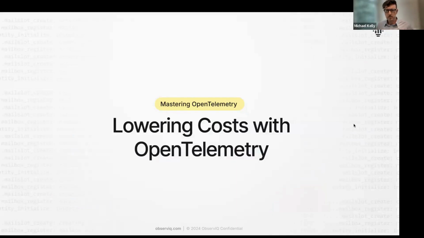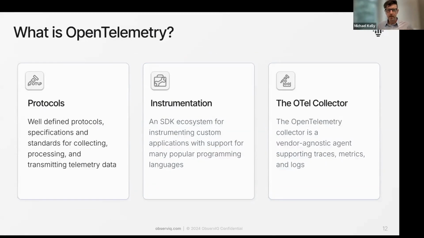Let's talk about how we lower costs with OpenTelemetry. I won't spend too much time on this because I think most folks are familiar with it, but the refresher is OpenTelemetry is more than just a collector, right? That's a key component. The OTel collector, vendor agnostic, supports traces, metrics, logs, can be deployed in nearly any environment that you can think of. Supports a wide range of operating systems, deployed in Kubernetes, on-prem in the cloud, and manages really all telemetry types.